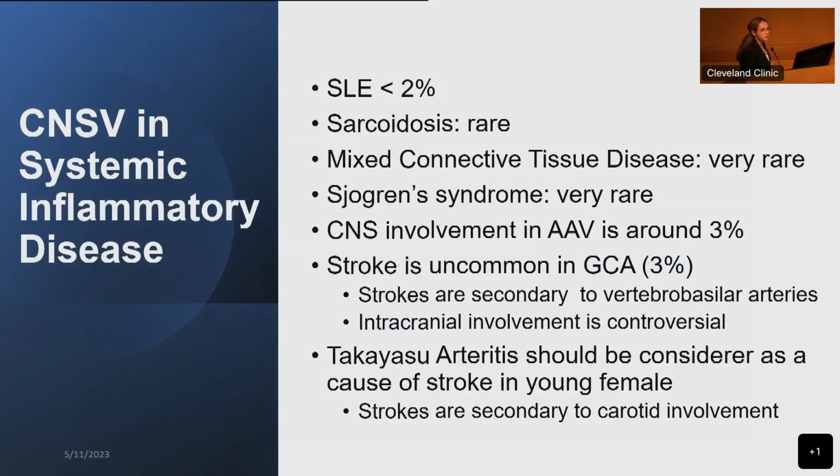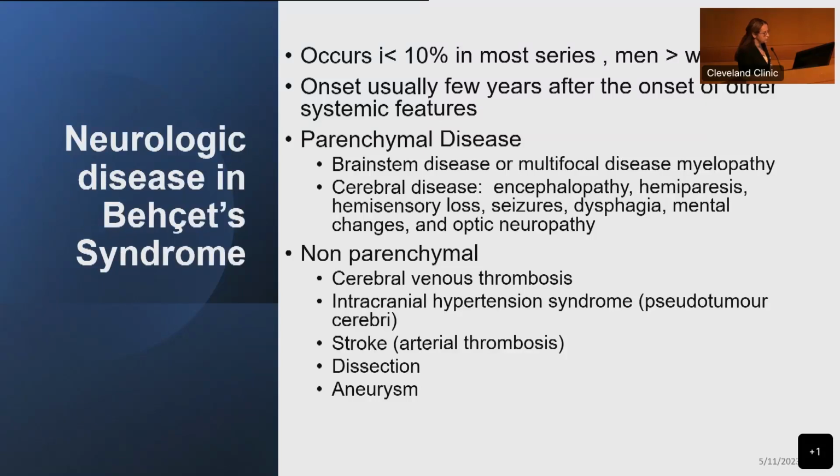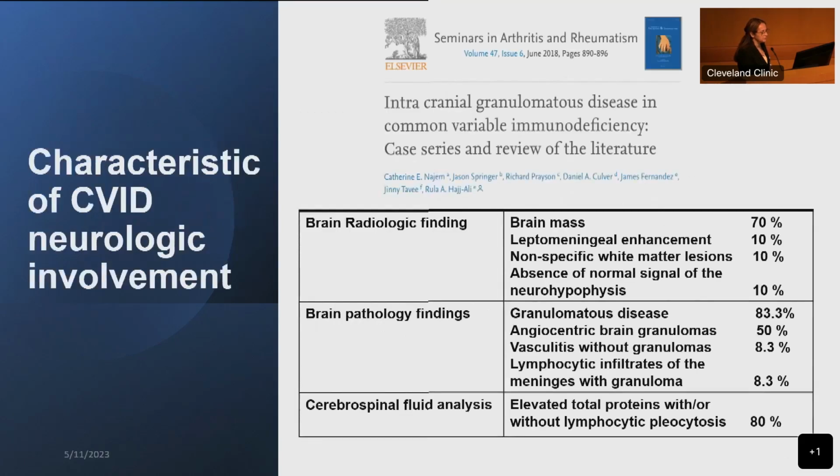Stroke is uncommon in GCA, and if it occurs, it's secondary to vertebrobasilar artery involvement. Intracranial involvement of GCA is controversial. And Takayasu arteritis causing stroke, especially in young women, should be a consideration, but also is because of extracranial involvement and the carotid involvement. Other systemic diseases included PsA, and that can occur in parenchymal and non-parenchymal disease.